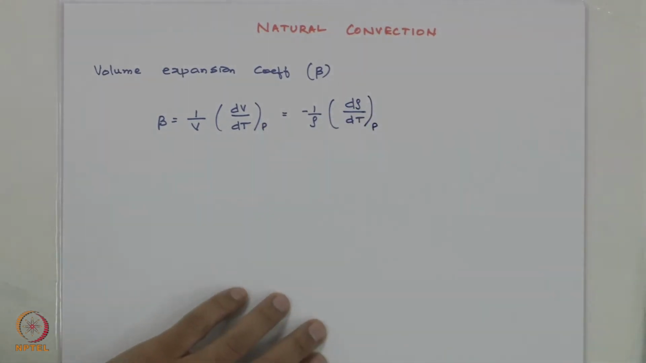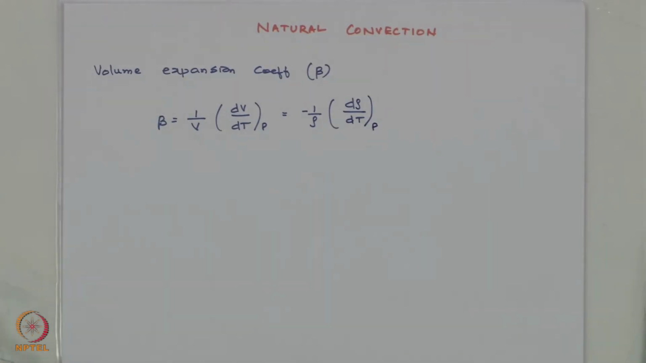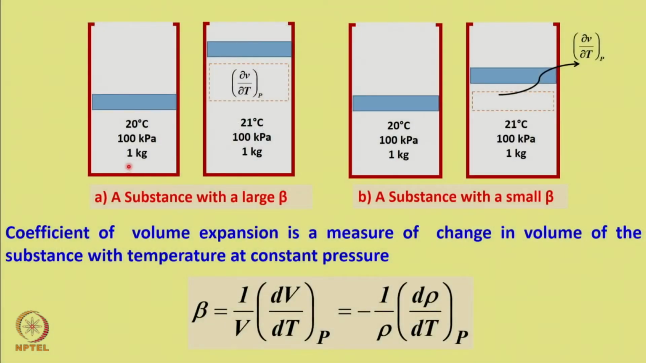If you just see this figure which is there in the slides, in the first figure on the left hand side, you have 20 degrees Celsius, 100 kilopascal, 1 kg you have collected. Now what did you do?